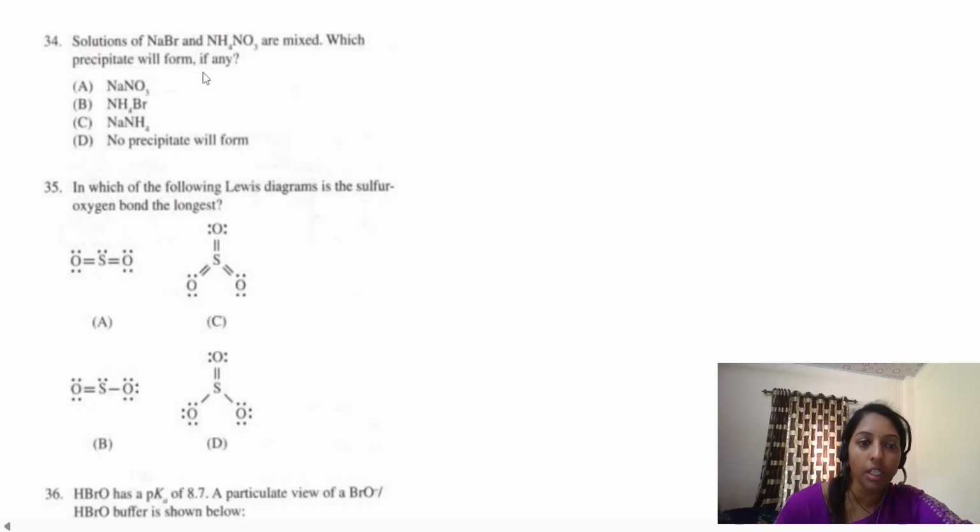Then the next one. Solutions of NaBr and NH4NO3 are mixed. Which precipitate will form, if any? Okay, let's see, is there any precipitate or not? So what are the formed species? NaNO3, right? This is positive, this is negative, this is positive, this is negative.